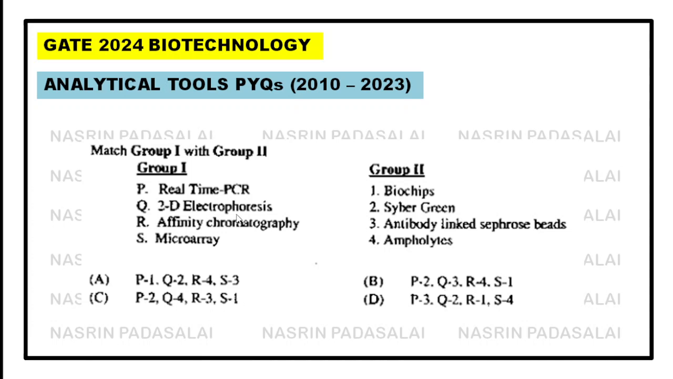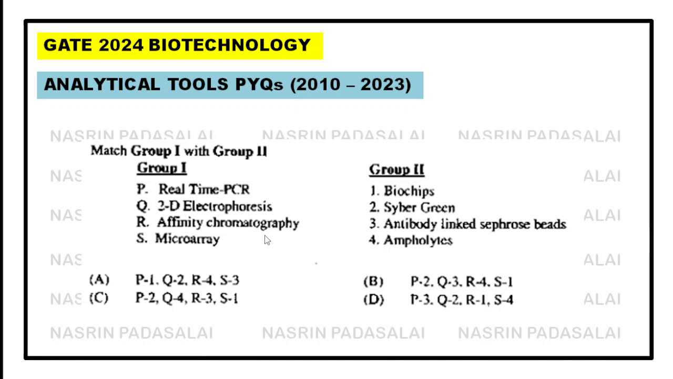Next is 2D gel electrophoresis. Okay, so in 2D gel electrophoresis we will be employing ampholytes. Okay, these ampholytes are nothing but they can act as an acid, and at the same time they can also act as a base. So these ampholytes are generally used in 2D electrophoresis. So Q is 4. So the correct answer is option number C.